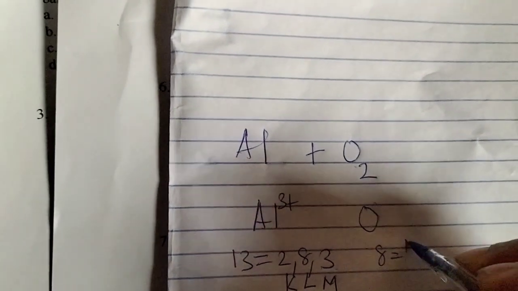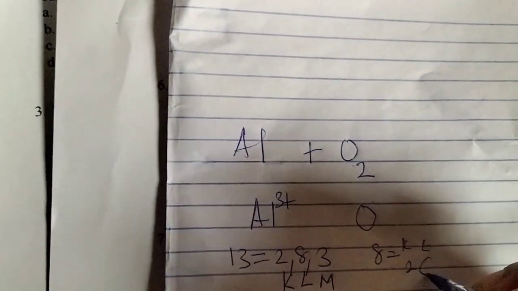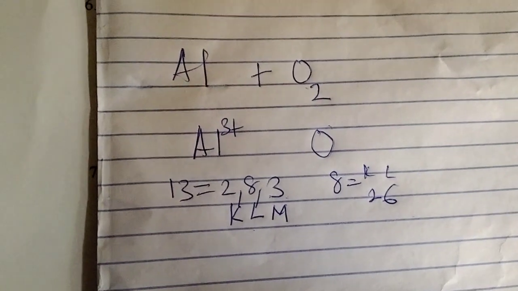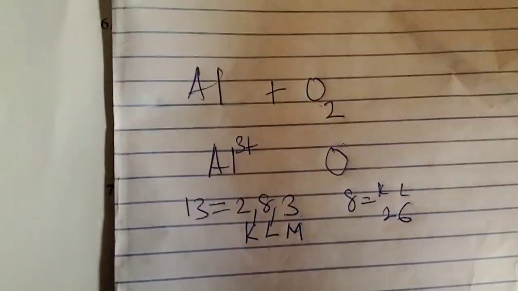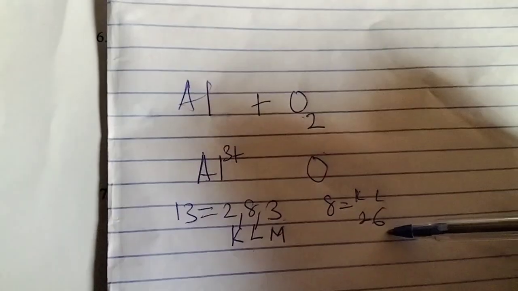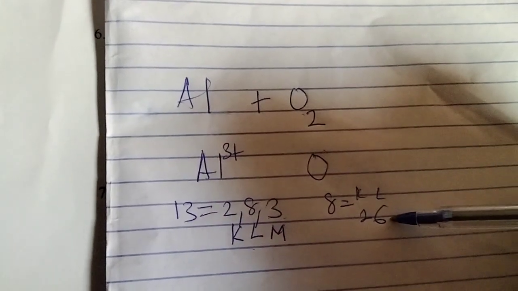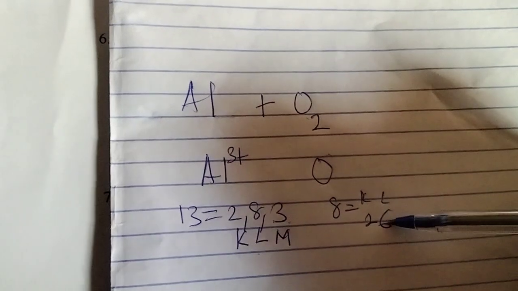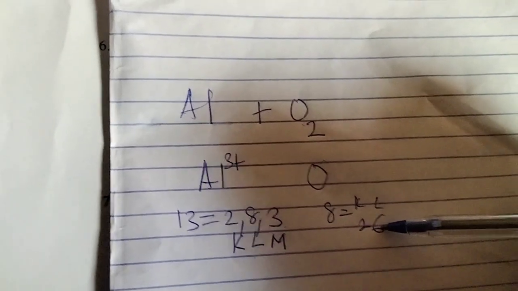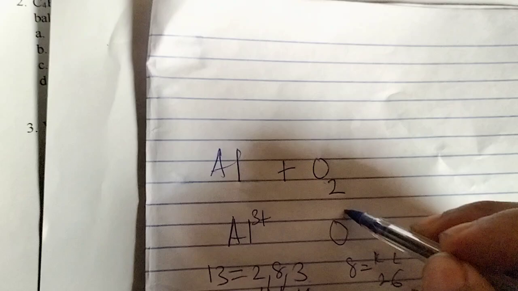The atomic number of oxygen is 8. That is 2, 6. The outermost shell has 6. So oxygen is a non-metal because it has more than 3 in the last shell, it has 6. For a non-metal, the valency is not what you are seeing in the outer shell. The valency is how many electrons it needs to make it up to 8. So subtract this 6 from 8. That gives you 2. The valency of oxygen is 2.